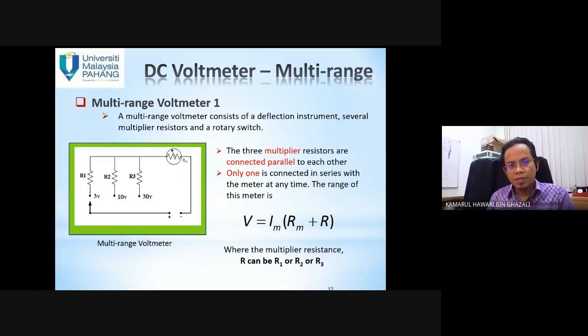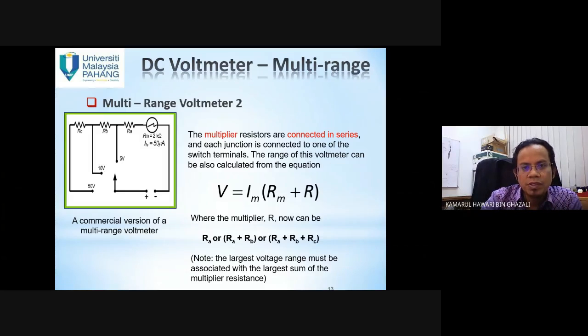A multi-range voltmeter consists of a deflection instrument, several multiplier resistors, and a rotary switch. The three multipliers R1, R2, R3 are connected parallel to each other. Only one is connected in series with the meter at any time. The range of this meter is V equals Im multiplied by Rm plus R, where the multiplier resistance R can be R1 or R2 or R3. So this is the multi-range voltmeter.